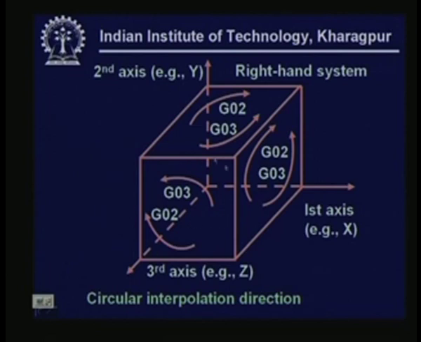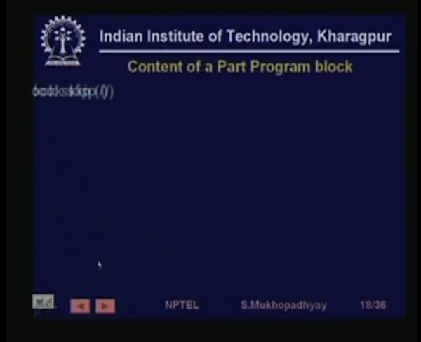These are the various circular interpolation directions, along the various axes. Now we see that in a particular part program, actually part programs are nothing but a particular form in which the manufacturing people have been familiar and convenient, but otherwise it just specifies some operation.